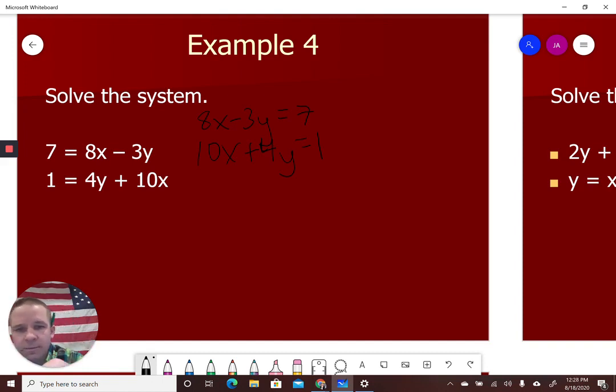All right. So what do I need to do in order to get my y's to cancel? What's my least common multiple? For 3 and 4, that would be 12. Well, how am I going to get 3 to be 12? I'm going to multiply all this by 4. And this one I'm going to multiply by 3. All right? Cool. So 4 times 8 is going to be 32x minus 12y equals 28. And then I'm going to have 30x plus 12y equals 3. Don't forget to distribute it with all three of them.